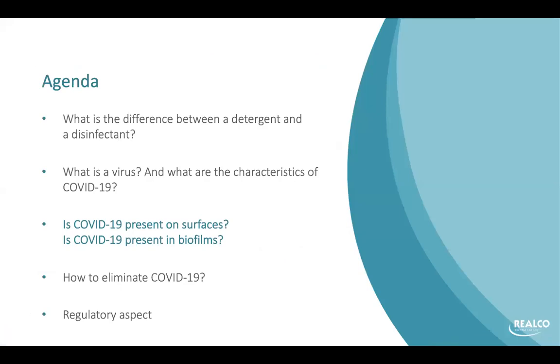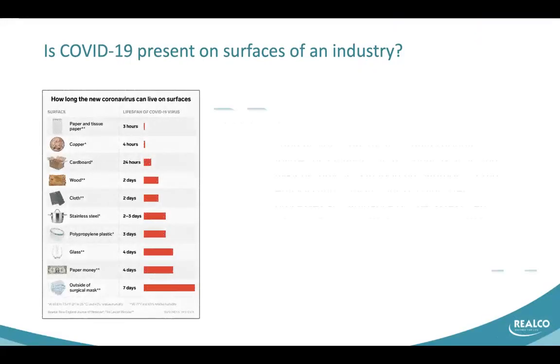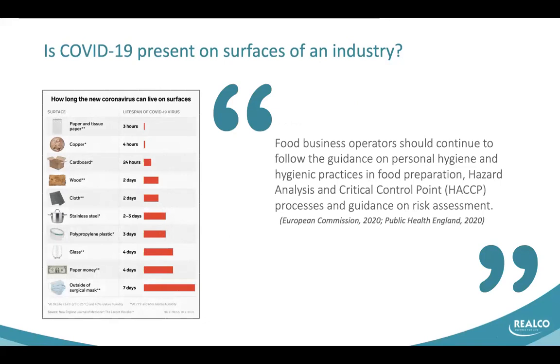So let's go further with COVID-19. Is it present on surfaces? Is it present in biofilms? So current information indicates that COVID-19 is transmitted first during close contact through respiratory droplets from person to person, and secondly, on contaminated objects and surfaces surrounding the infected person.